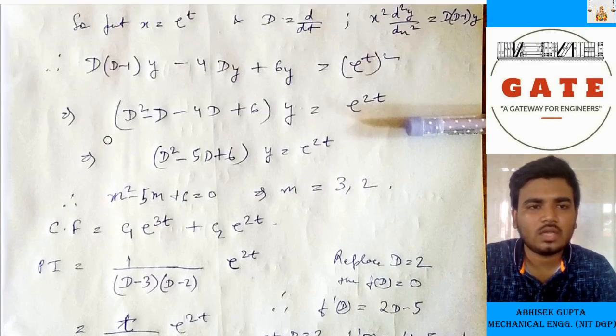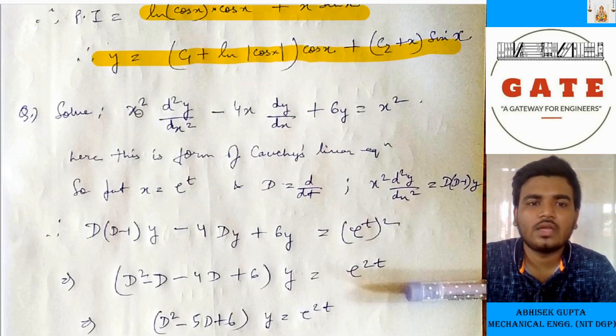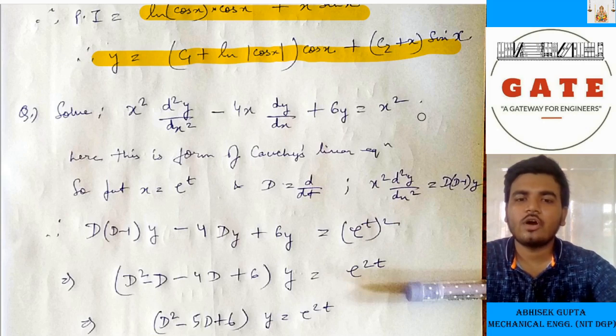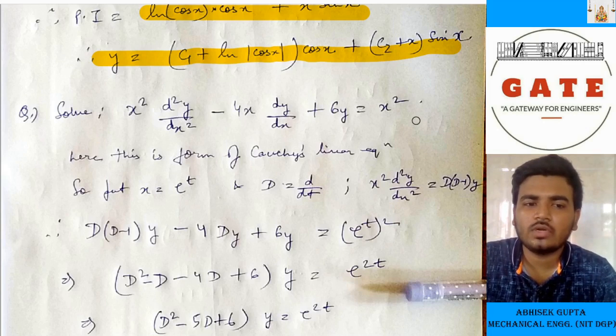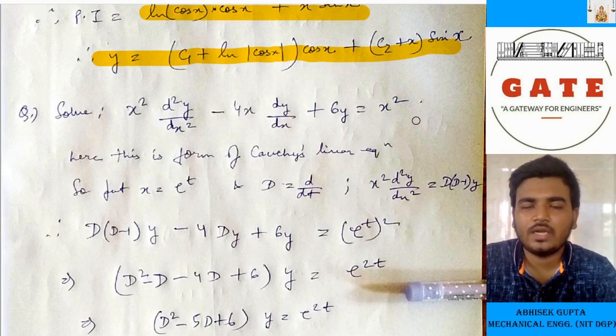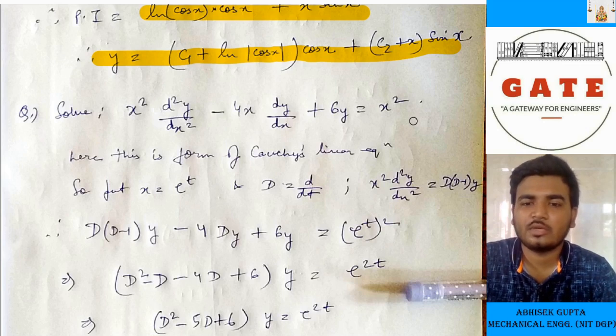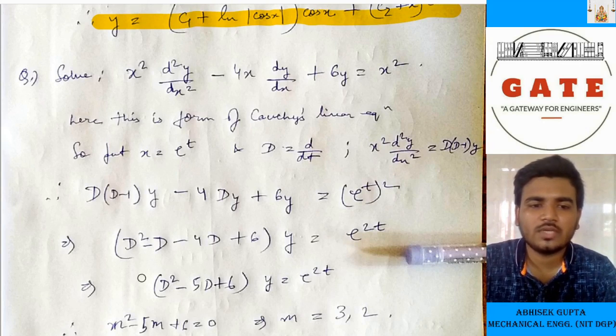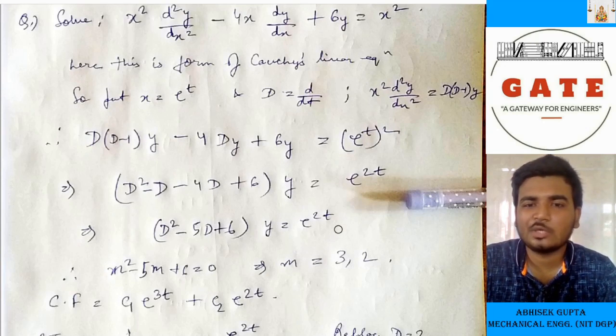So coming to the last question, x² d²y/dx² − 4x dy/dx + 6y = x². Here this is the form of a Cauchy linear equation. So in a Cauchy linear equation we put x = e^t and capital D = d/dt. So x² d²/dx² is D(D − 1). After putting this we get (D² − D − 4D + 6) y = e^(2t).